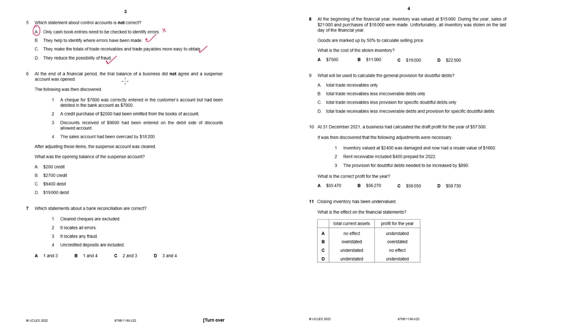At the end of a financial period, the trial balance of a business did not agree and a suspense account was opened. Fine. The following was then discovered. Some errors are given here. After adjusting these items, the suspense account was cleared. It means there's no balance at the end. What was the opening balance in the suspense account?